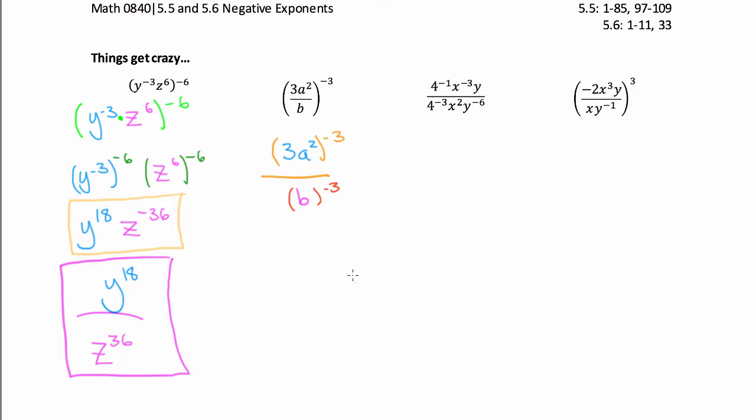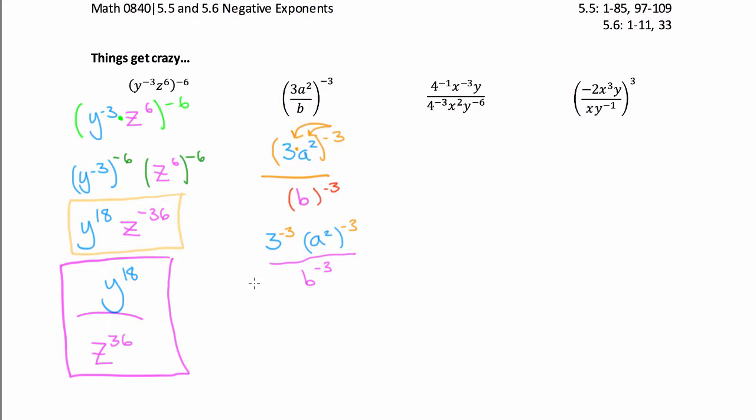Now, downstairs, this is going to be easy because it's just one thing raised to one power. Upstairs, though, I have to remember that this negative 3, these things are connected by multiplication. So that's going to go there and there. So I end up with 3 to the power of negative 3, a squared to the power of negative 3. And then downstairs, I have my good friend b to the negative 3.